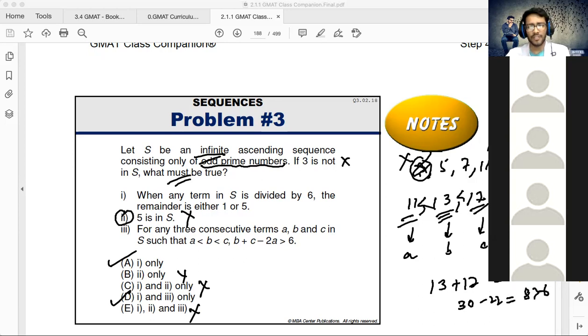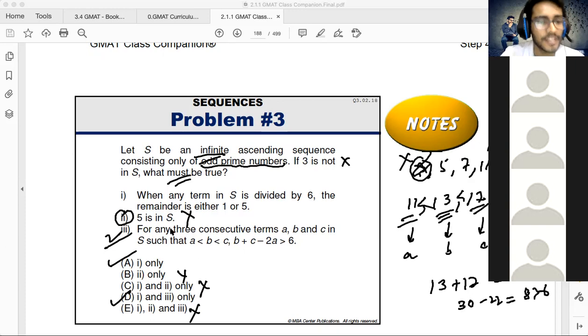What about the other? Let's talk about the other. Say I took 5, 7 and 11, odd primes. B plus C is how much? Which is B? So 7. 7 plus 11 is 18. 18 minus 2 times 5 is 10, 8. Always it will be greater than 3, satisfying. So 3 is getting satisfied. So the option will be D.